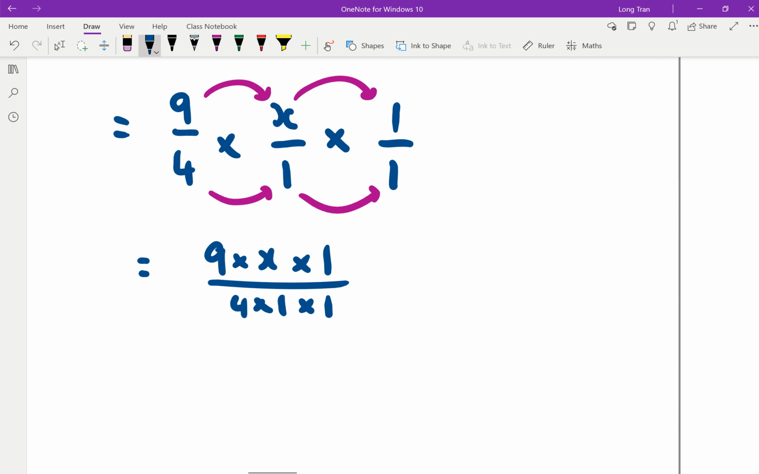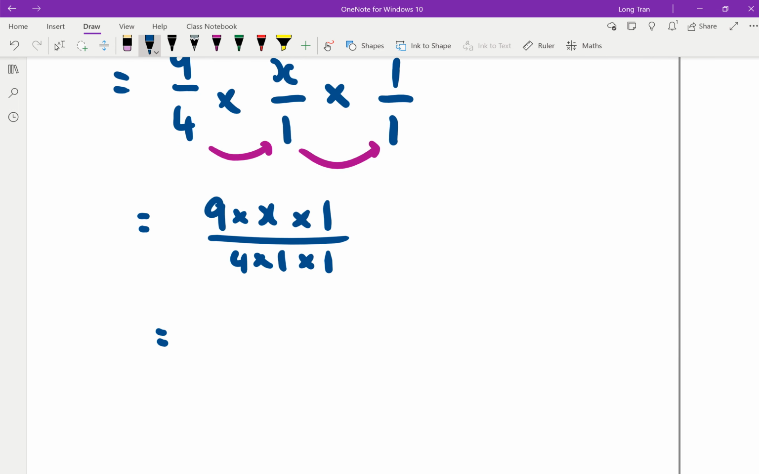which we know 9 times x, I don't know, but I do know what 9 times 1 is. That's just 9. But 9 times x, we're too lazy. We just write 9x. And then 4 times 1 times 1, it's just 4. And that's the same answer.